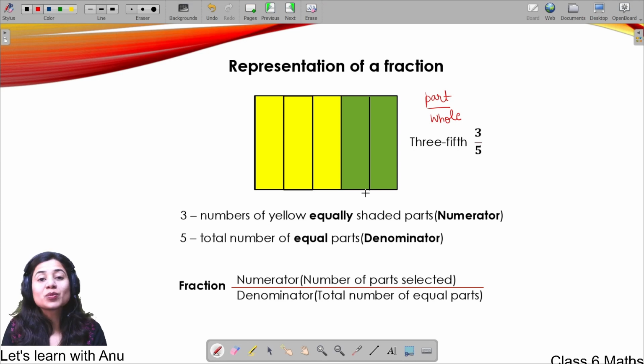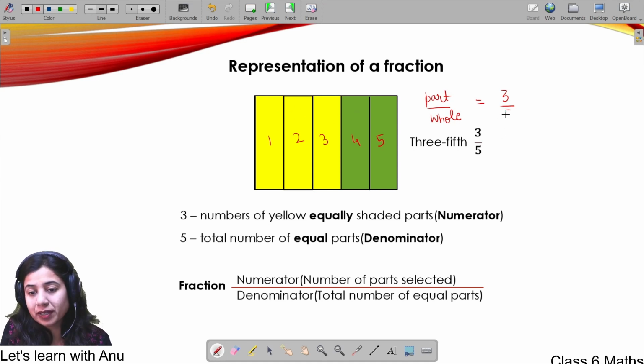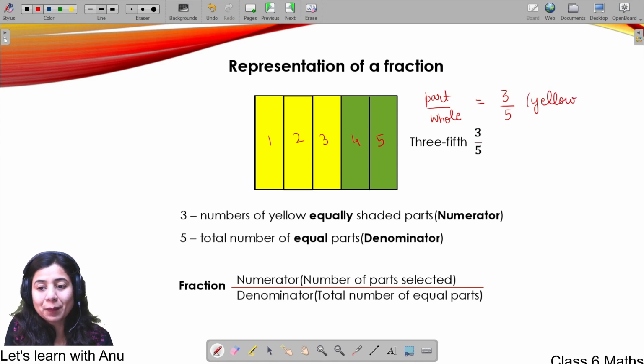Let me explain this with an example. We have a rectangle which we have divided in how many parts? Let's count them together. 1, 2, 3, 4 and 5. So if we have to tell the fraction for the yellow shaded part, how many parts are shaded yellow? 3. And whole means total number of parts. So it will be 3 by 5. So this is the fraction for the yellow shaded part.